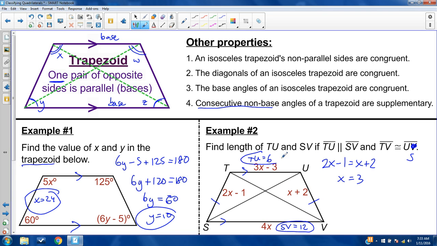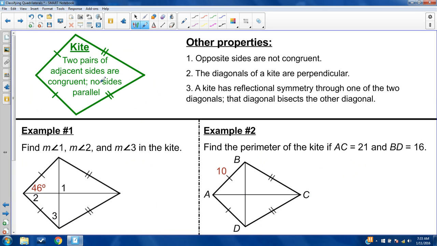Sorry for the typo right here. It happens. Okay, the last one's the kite. Two pairs of adjacent sides are congruent. No sides are parallel. I'm just going to jump right through so I can get to work. These two are congruent to each other. These two are congruent to each other. To keep that theme in play, I'm not going to allow this side to be parallel to this side or this side to be parallel to this side. I'm going to avoid the fact that it can be considered a rhombus. We're going to say it cannot be, meaning it can't fall into the parallelogram state or anything like that.